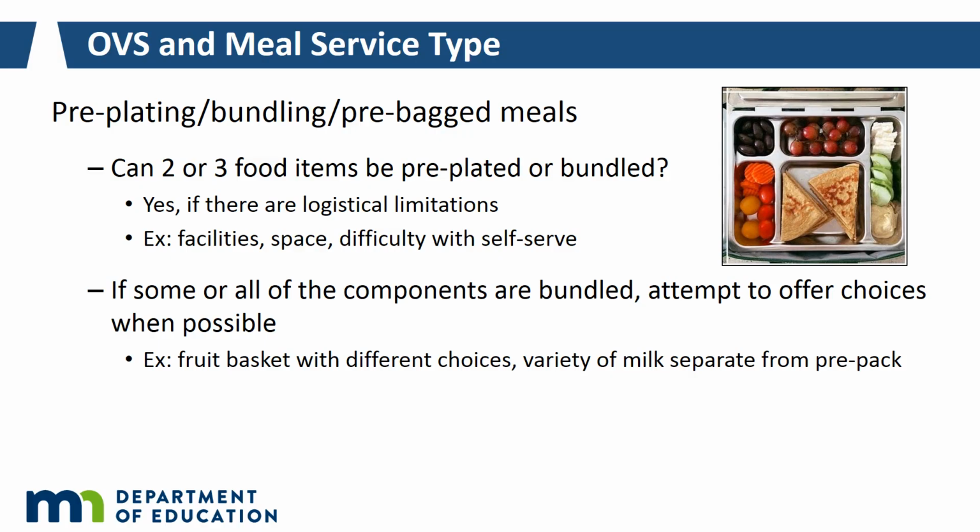If bundling, consider other ways to offer choices, like a fruit basket or a variety of milk or variety of bundles. An example of pre-plating or bundling or pre-bagging meals at breakfast would be to prepare bags that contain a grain item and a half cup of fruit, and then have a fruit basket available and milk available for students to select more fruit if they'd like and milk if they'd like. Remember that offer versus serve is never required at breakfast for any grade. However, SFAs are encouraged to remain consistent with the intent of offer versus serve to allow students choice and flexibility, reduce waste, and food costs.